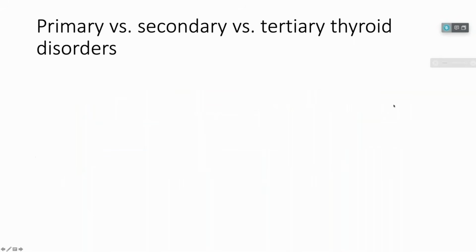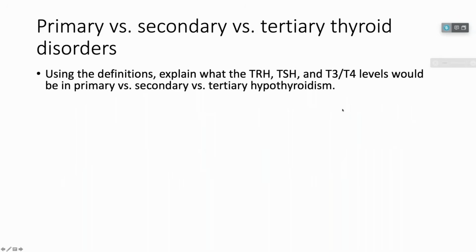Okay, let's use some of this. Elaine, using the definitions, if someone had primary versus secondary versus tertiary hypothyroidism, what would the TRH, the TSH, and the T3, T4 levels be? In primary hypothyroidism, you would see decreased T3 and T4 and elevated TSH. And the TRH? TRH would also be elevated.